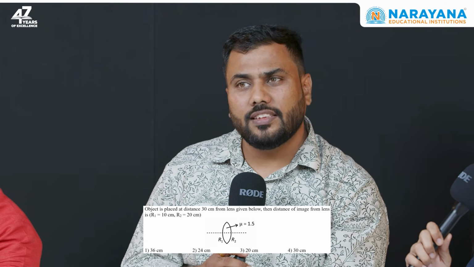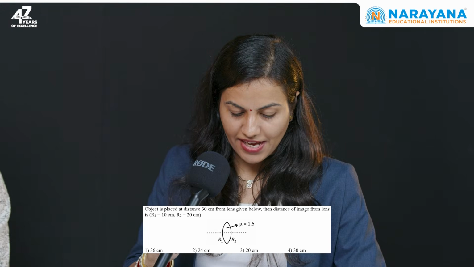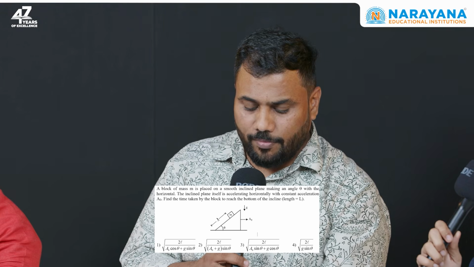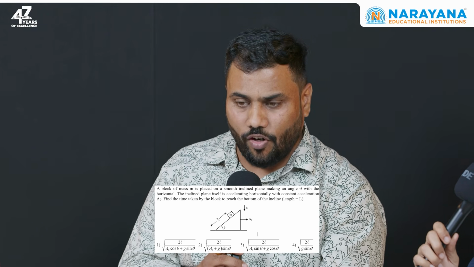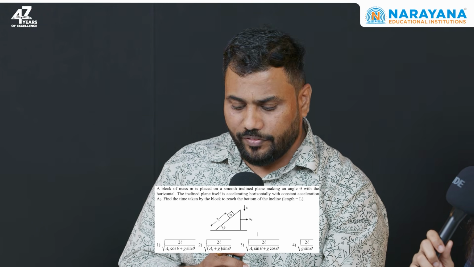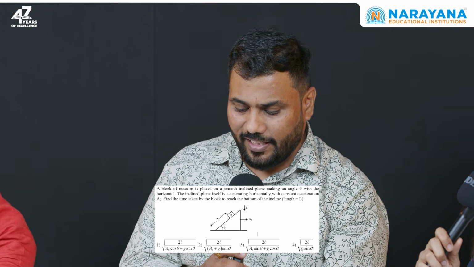Question number 3 is from optics. Here they are asking the distance of the image from the lens. This is a pretty standard question. You have to use the lens maker formula and then the lens formula. Then question number 4 is again a very easy question from LLM, and a little bit of kinematics is involved here. But the ideas are very easy. Students definitely can do this.